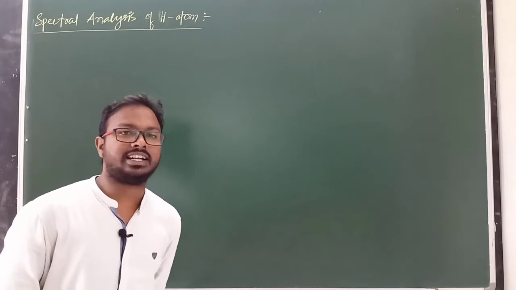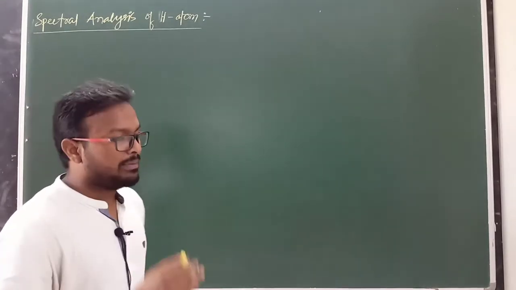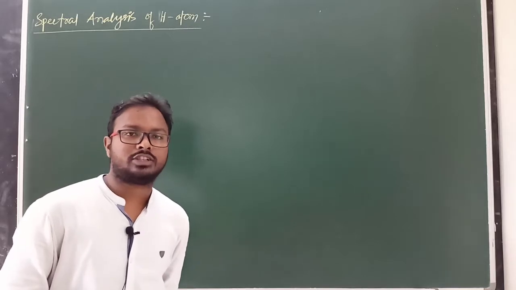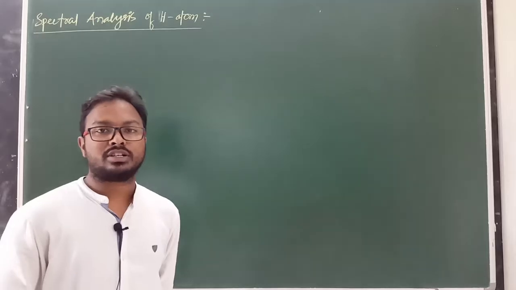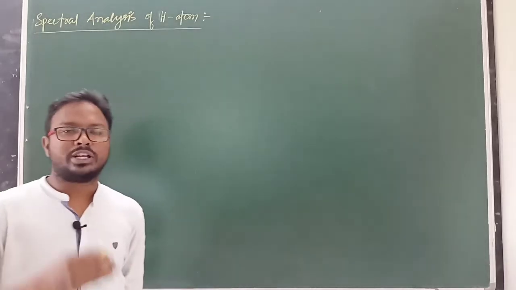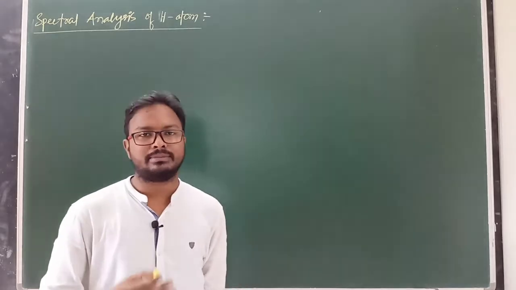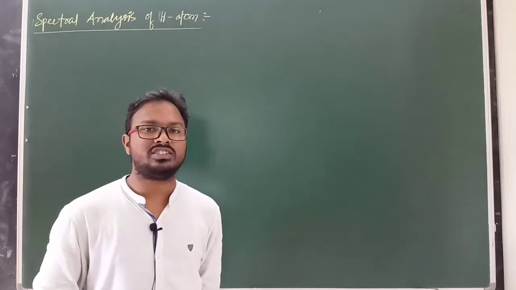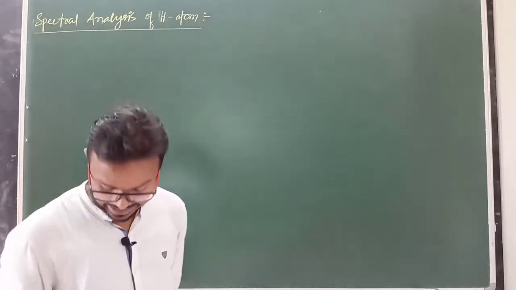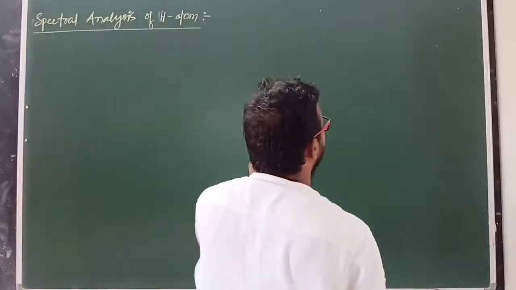So what is the spectral analysis of the hydrogen atom? The limitation of the Rutherford model was that it could not explain the spectral lines of the hydrogen atom, but Bohr modified the Rutherford atomic model and explained the spectral lines of the hydrogen atom, which are discontinuous spectral lines. Clear? So what is a spectral line?